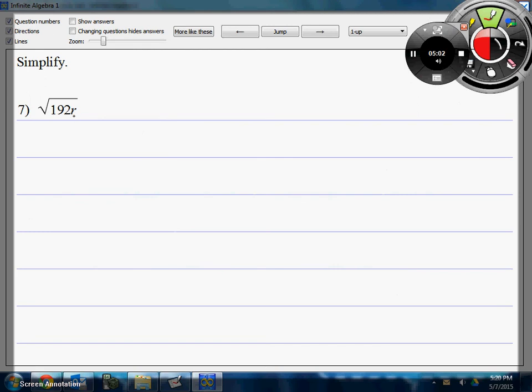Okay, so I have 192 times r. Again, I would break this out to say the square root of 192 times the square root of r. Well, what are some factors of 192 that are also perfect squares? So I'm going to take 192 and divide it by 4. I get 48, so that will work. Are there any more is my question.